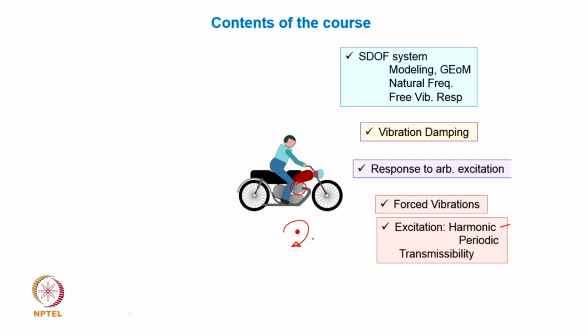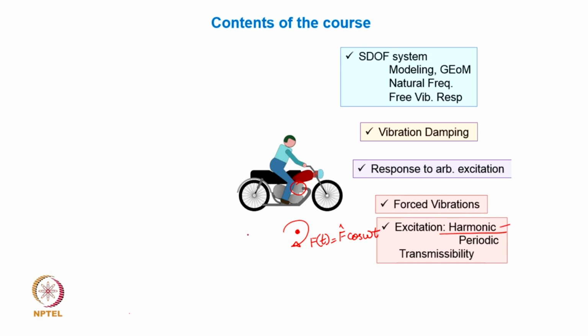So, that excitation can be modeled like f cap cos omega t, where f cap can be m e omega square, that is the unbalance force. So, a harmonic excitation when applied to a vibratory system, how does the response look like and can be estimated, is something which we will learn in this particular topic of harmonically excited vibratory systems.